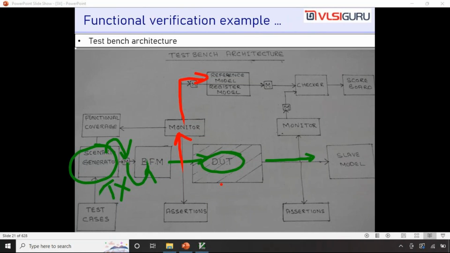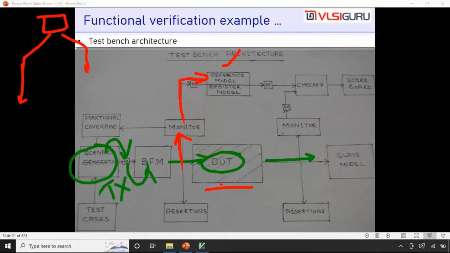DUT is developed by who? Design engineer. Reference model is developed by verification engineer. So both of them got a specification, one document. The design engineer developed this thing. The verification engineer developed this thing with their understanding. They didn't refer to any of their codes. It's not like I opened that code and copied it. No. Based on my understanding, I developed the design.